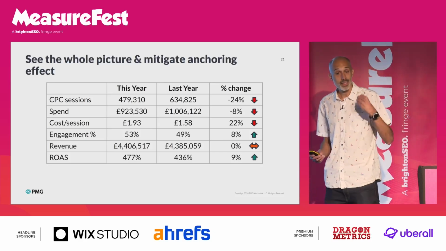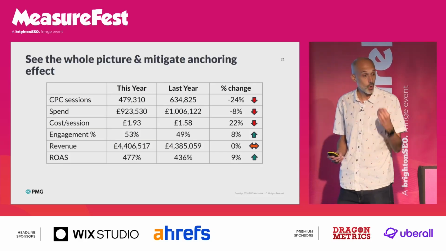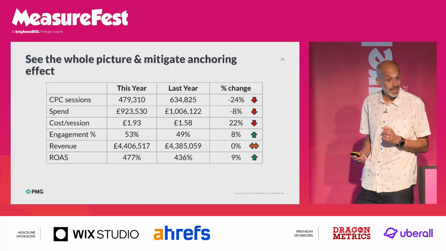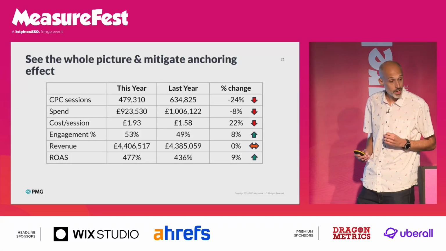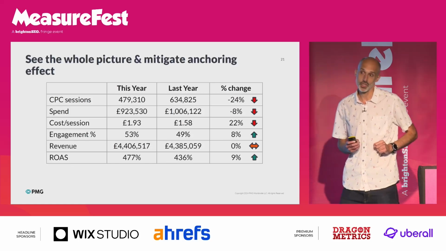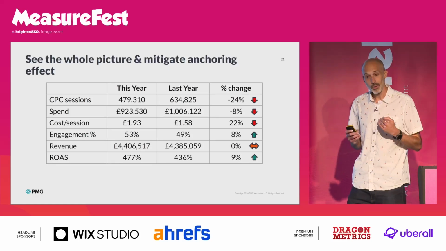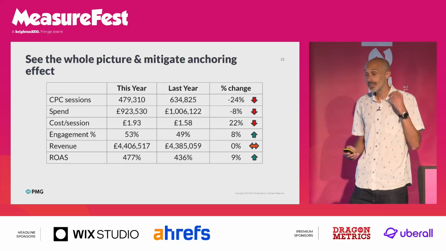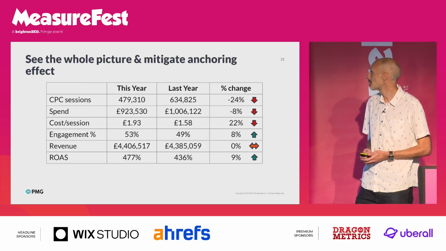Despite there being less spend and less traffic, we can see the traffic is of good quality, indicated by an improvement in engagement rate and a slight improvement in revenue. Furthermore, we see an improvement in ROAS, which means our marketing activity is more efficient. So by adding these extra data points, we become more informed and it helps us to mitigate against the anchoring effect.